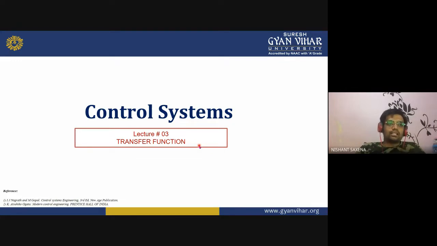The reference books have been given to you. That is I.J. Nagrath and M. Gopal, Control System Engineering, which has been published by New Age Publications. There is another foreign author, that is Ogata, who has written Modern Control Engineering, with Prentice Hall of India.